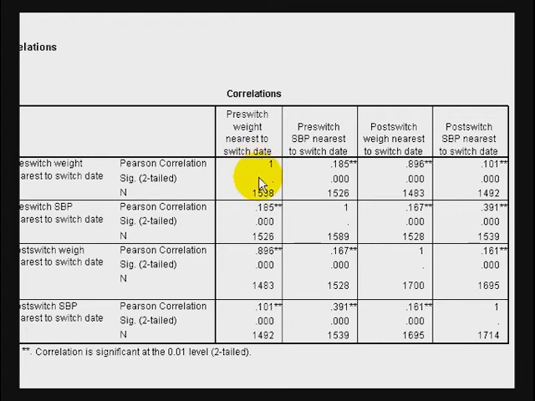The other thing I want you to take a look at is the format of this correlation coefficient, or correlation matrix. This is what they call a correlation matrix. What you see is that the relationship between the pre-switch weight and itself is 1. That's a perfect correlation. And you see that as you go down from the upper left to the lower right, each of these correlations is 1.0. So this is what they call the diagonal. And the diagonal divides in half the lower and the upper part of the correlation matrix.